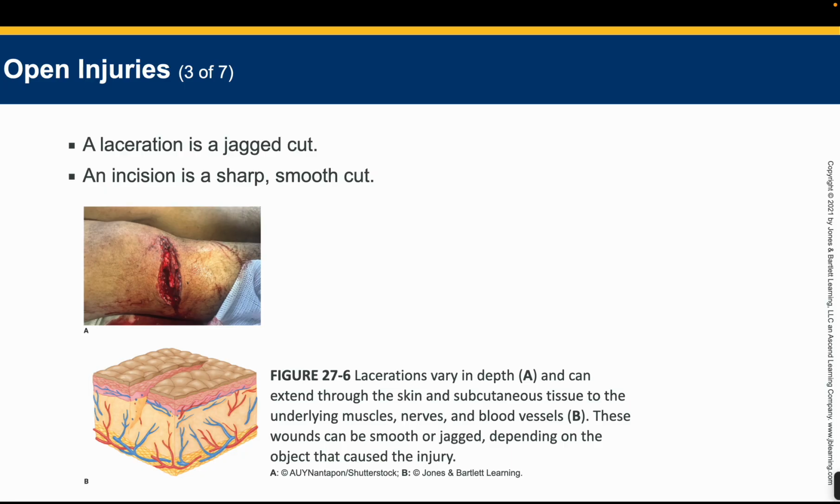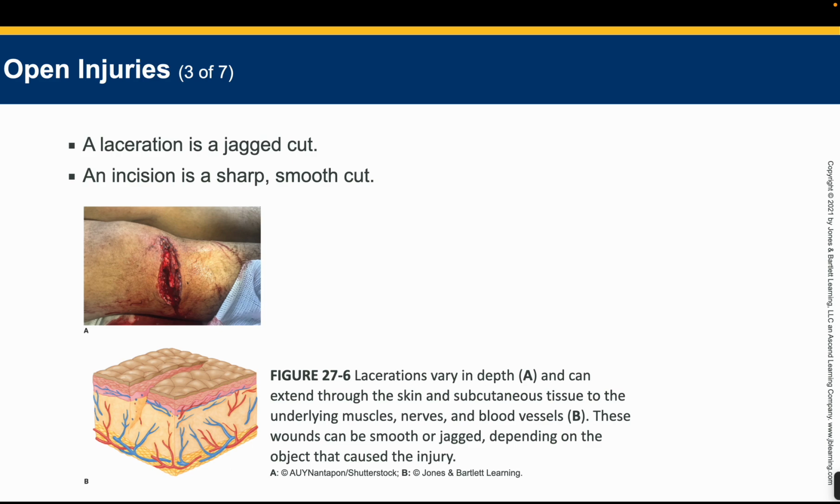Next up are lacerations and incisions, and these are both types of cuts, but they're a little different in how they present. A laceration is what you'll most commonly see in trauma. It's a jagged, irregular cut, often caused by a blunt force or tearing. An incision, on the other hand, is a clean, smooth cut, usually from something sharp like a knife or glass.